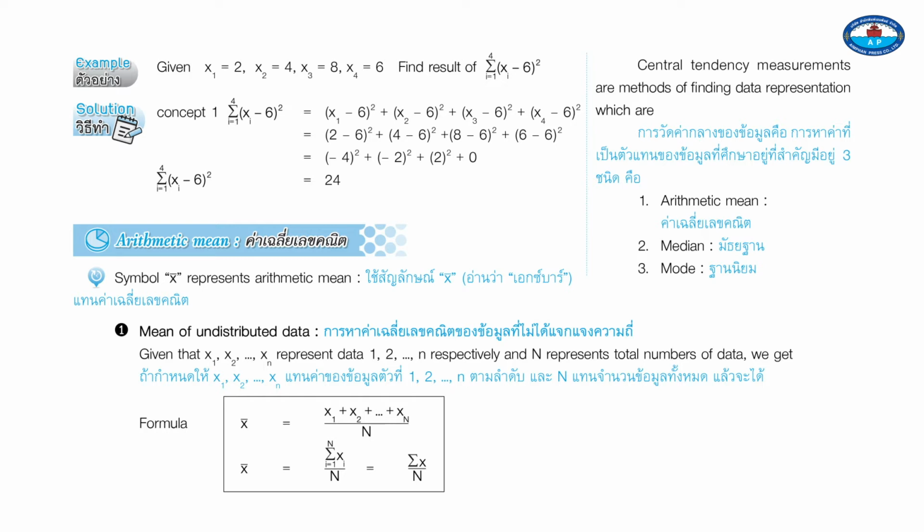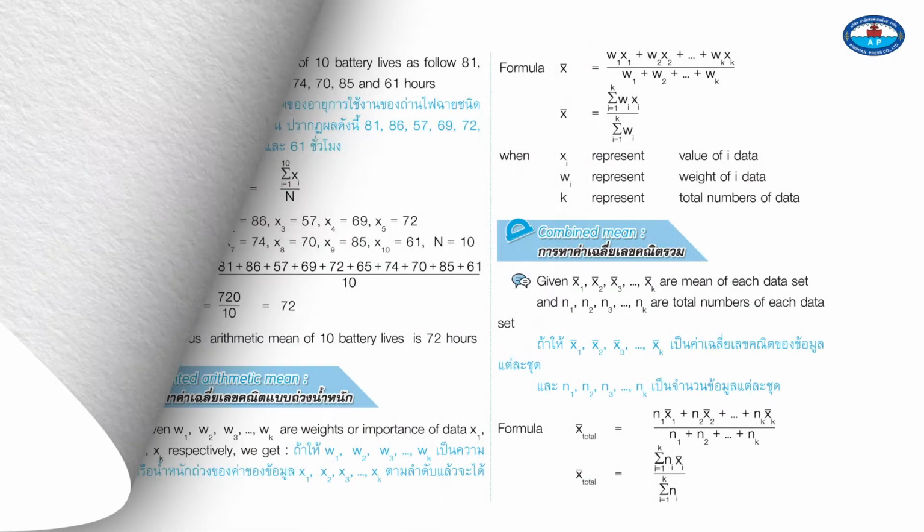Given that x1, x2 through xn represent data 1, 2 through n, respectively, and n represents the total number of data, we get the formula: x bar equals x1 plus x2 plus through plus xn over n. X bar equals the summation of xi for every value 1 through n over n, equals the summation of x over n.